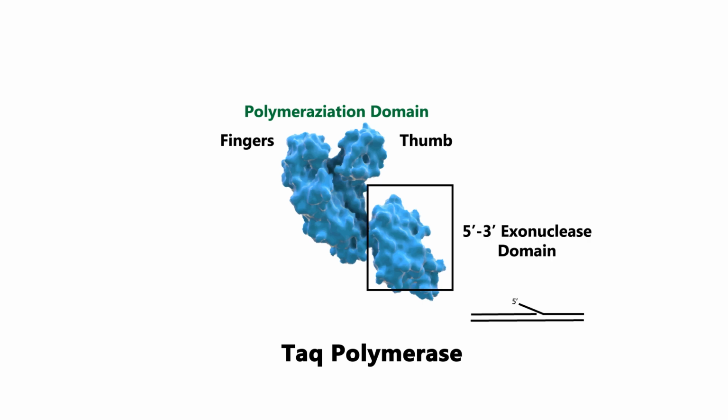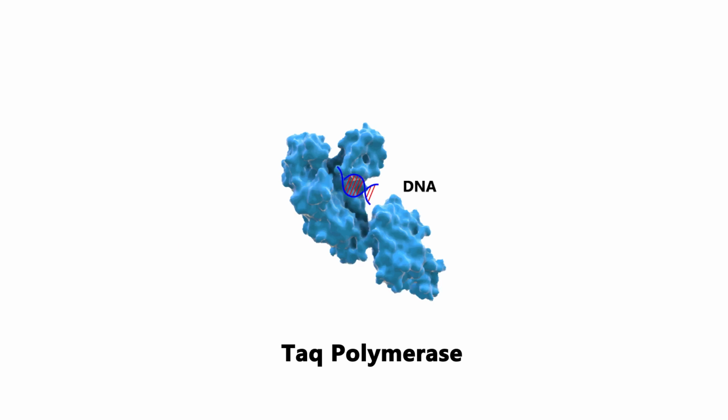The 5' to 3' exonuclease domain digests nucleotides in the 5' to 3' direction ahead of polymerization to remove 5' flaps that are overhanging. The 3' to 5' exonuclease domain digests nucleotides in the 3' to 5' direction, which acts as a proofreading function to check whether the correct nucleotide has been inserted into the newly synthesized strand.